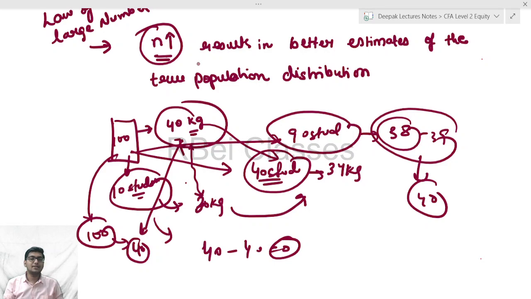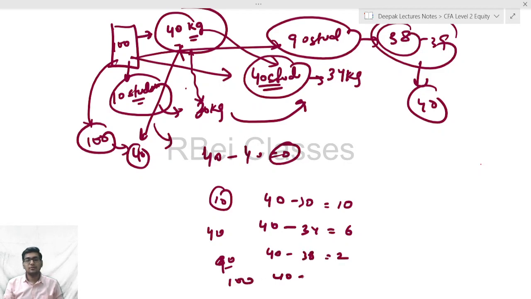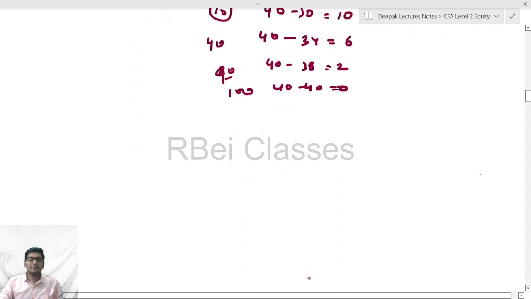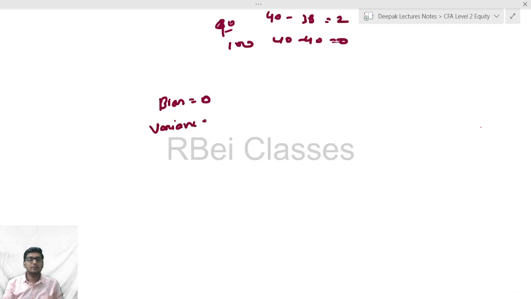The second property of a consistent estimator is that as the sample size increases, the variance of the estimator approaches zero. See, over here the variance was very high. When you took the sample size of 10, the variance was 40 minus 30, that is 10. When you increased it to 40, it became 6. It's decreasing. When it becomes 90, you approach 38, still 2, but when you reach 100, the variance comes down to 0. So when you increase the sample size, the bias comes down to 0 and the variance between the sample and the population also comes down to 0. Clear? Write down next.